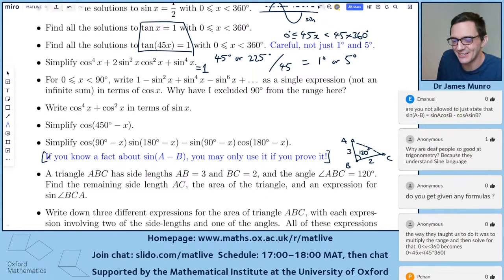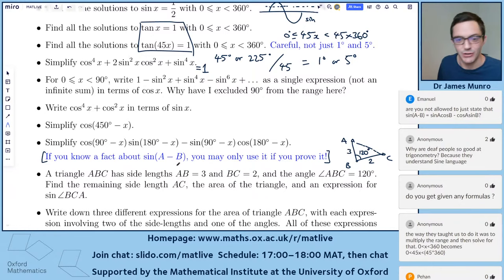I thought this question I've asked is really easy if you know the fact sine a minus b. I want you to warm up, so I want you to do something. So maybe prove this fact or something. I'm not expecting most people to have seen sine a minus b. It's something you learn at some point during A-level maths or further maths. You don't need it for MAT.